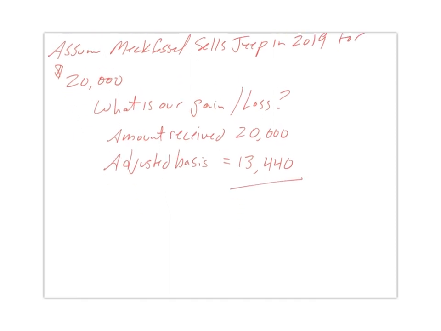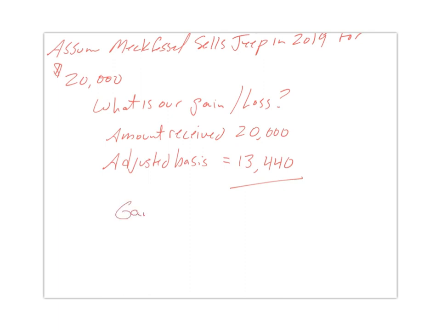And so what do we have? Well, we have a gain of $6,560. Now the question is, what is the character of this gain? All right, well, the answer to that is based on what is the use of this asset and how long did we have it, okay?